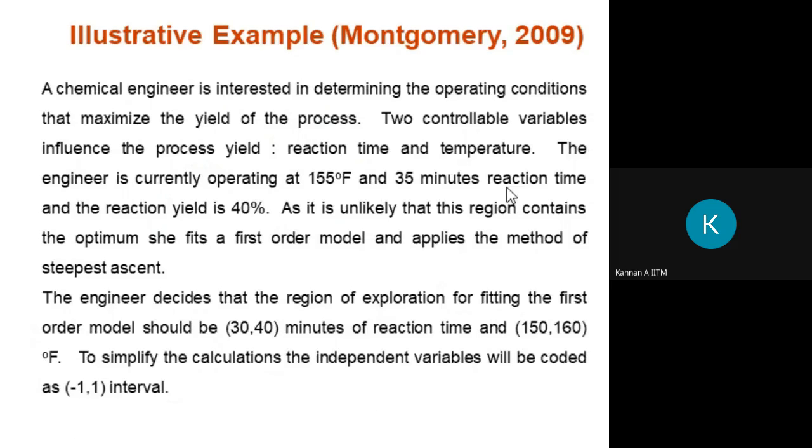Okay, so I set up this example from Montgomery 2009. A chemical engineer is interested in determining the operating conditions that maximize the yield of the process. I think I will skip all the story. Anyway, let us go through the story anyway. Two variables are time and temperature. The engineer is currently operating at 155 degrees Fahrenheit and 35 minutes reaction time, and the reaction yield is only 40%. Okay, nobody is going to be happy with only 40% yield.